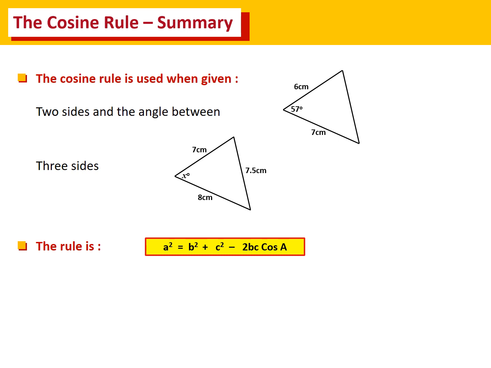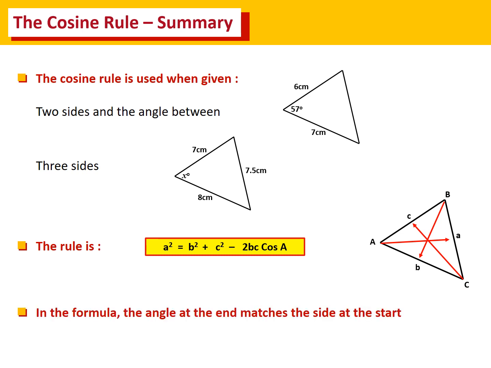That's the cosine rule. It can be interchanged with b squared equals a squared plus c squared, as long as the letter at the start of the formula corresponds to the letter at the end of the formula. That's the important part. And there's a diagram that shows you the corresponding corners to the corresponding sides. And as I said, the angle at the end of the formula matches the side at the start.